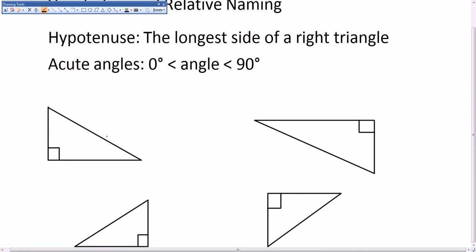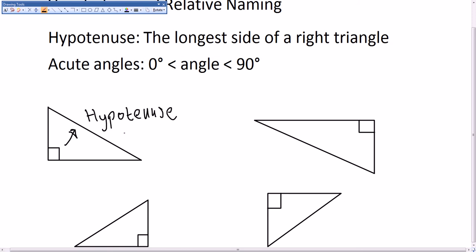So in this case here, we can do a visual inspection to tell what the longest side is, but thankfully there's another way we can do it as well. The hypotenuse is always directly across or directly opposite the 90-degree angle. So for instance here, this is our hypotenuse.